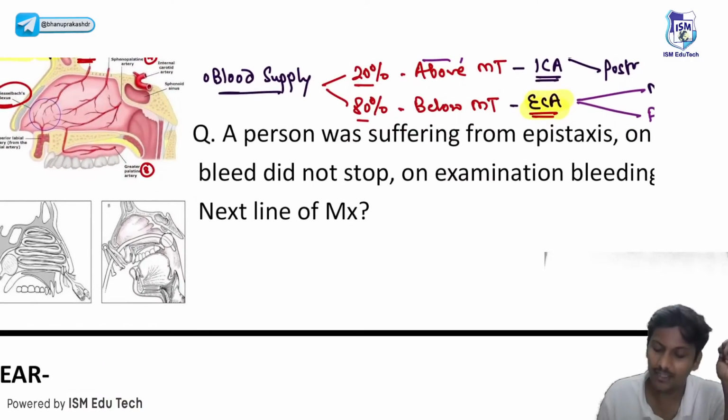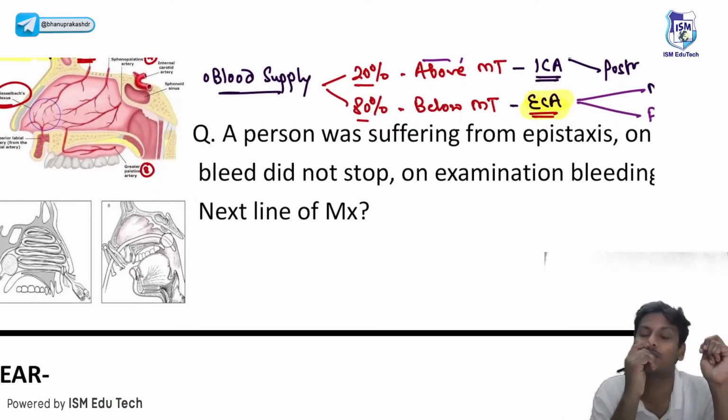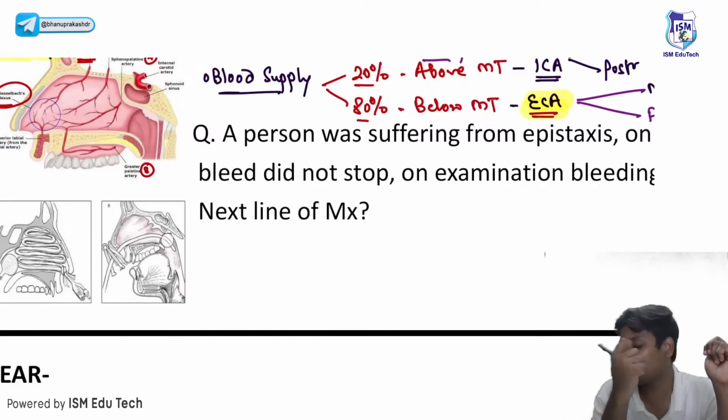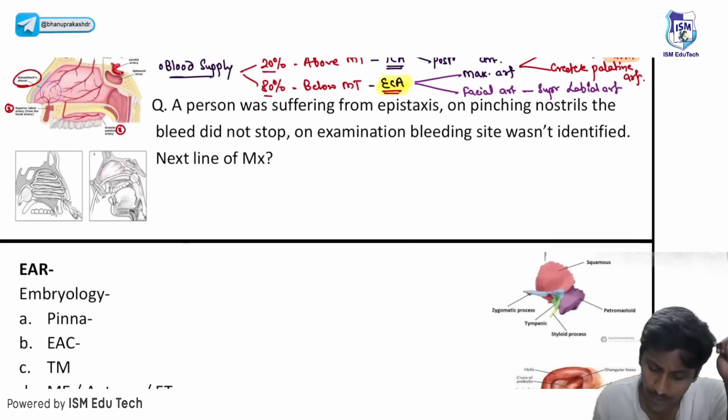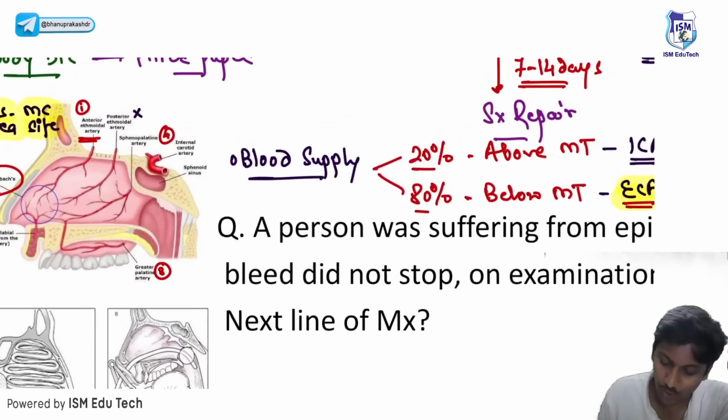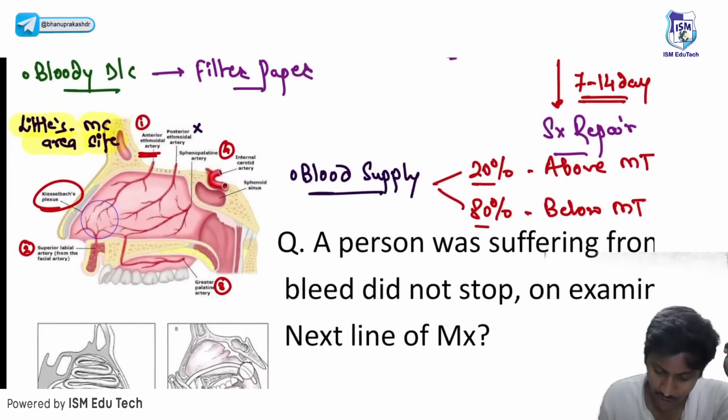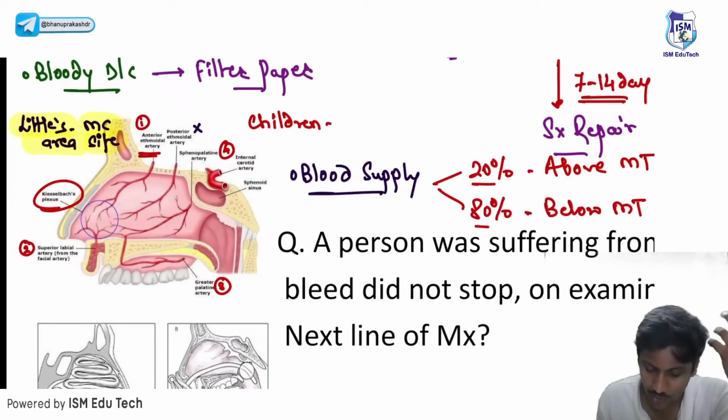It is more commonly seen in children, and the most common cause for it is nose picking or nail trauma. The children keep on picking their nose, so that is the most common cause. Most commonly it is seen in children, and in children the most common cause is nail trauma. That usually causes anterior epistaxis in children.